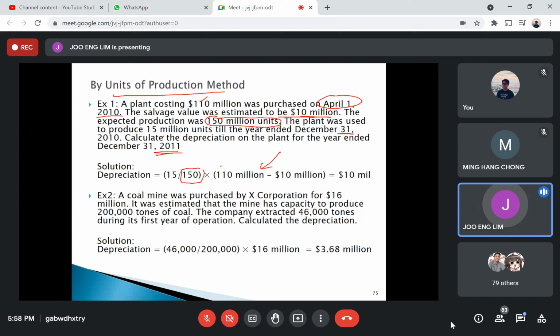Then multiply it by 2011. You have 2011, April that time until December 15. So that is the year, so you don't have to adjust. You see, this one you don't have to adjust.